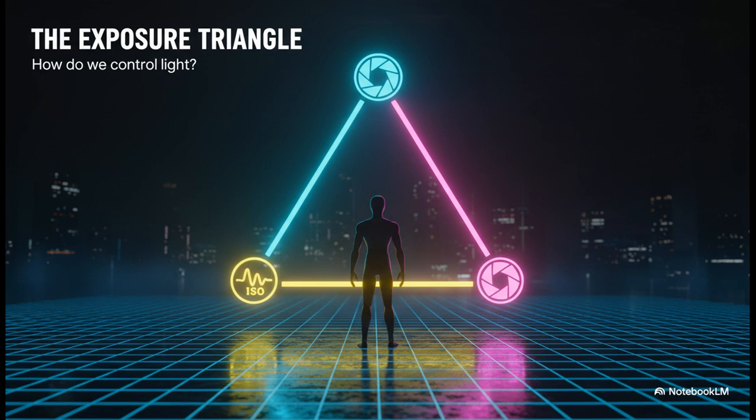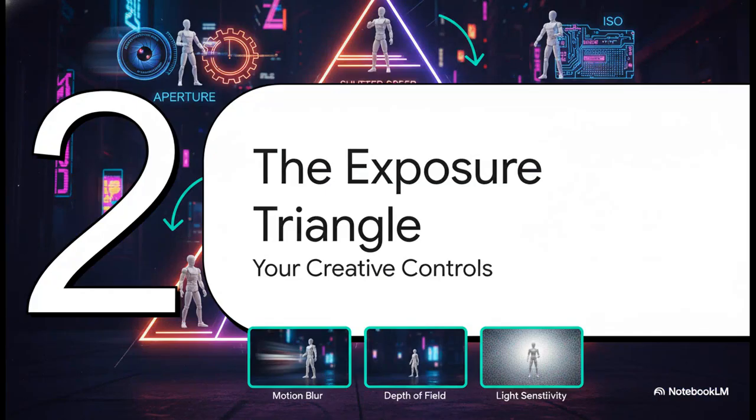Well, it all comes down to a concept that every photographer lives by: the exposure triangle. It's basically the three main dials you can turn to manage how much light gets into your camera. Let's break down the three sides of this triangle. We've got aperture, shutter speed, and ISO. Now here's the cool part. Each one controls light, yes, but each one also gives you a totally unique creative superpower. This is where the real fun begins.